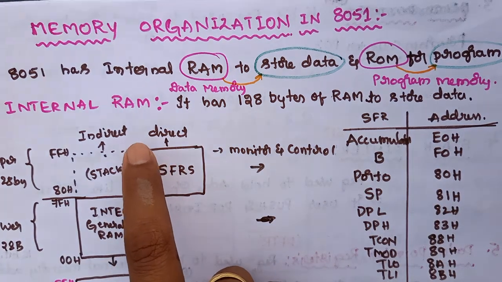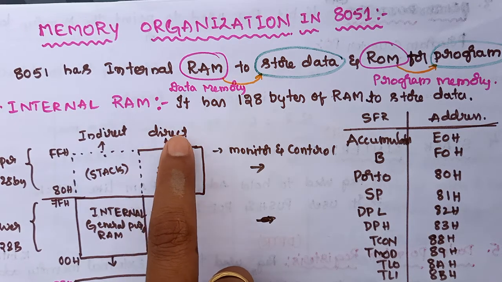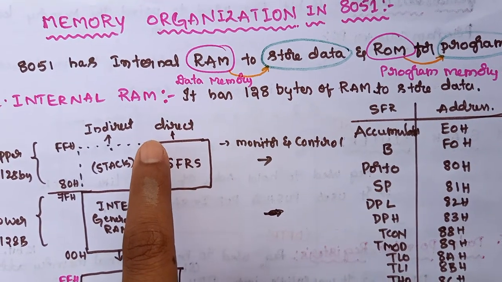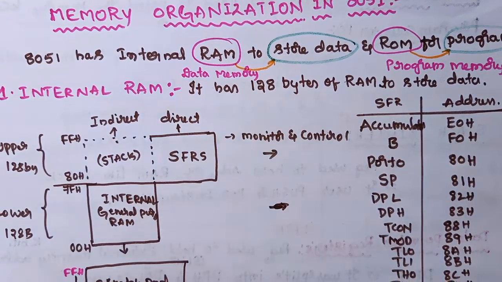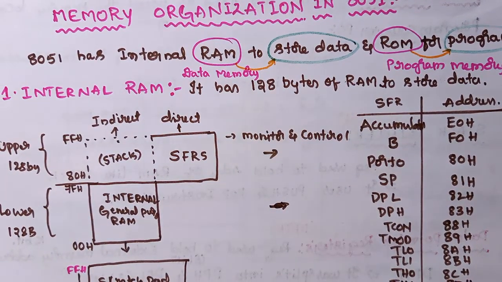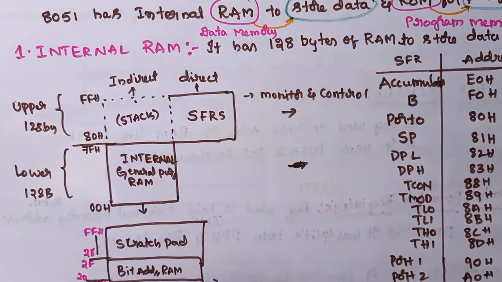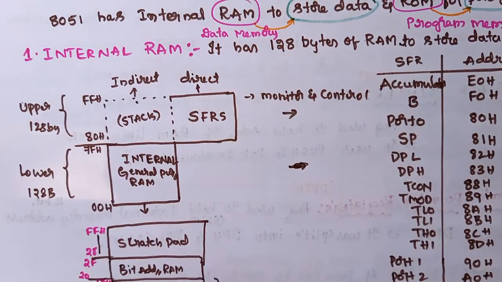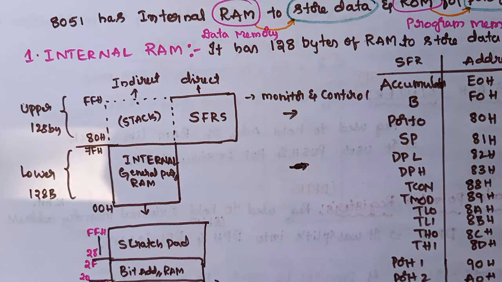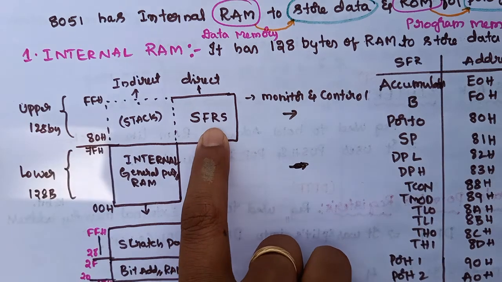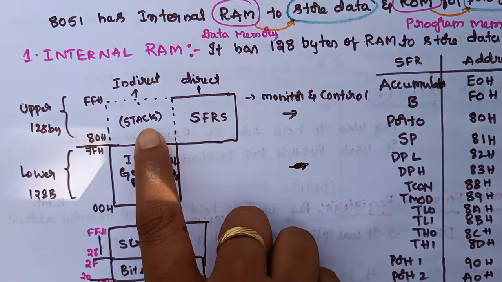So first we'll discuss the internal RAM structure of 8051. We know that 8051 has 128 bytes of RAM to store the data. The lower 128 bytes are consumed for the general purpose RAM, or we may call it working registers, and the upper 128 bytes are dedicated for the special function registers and also stack registers.